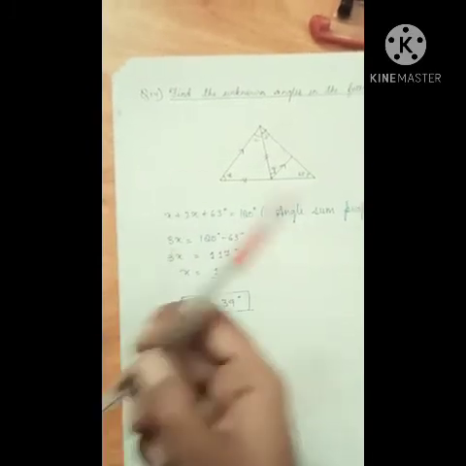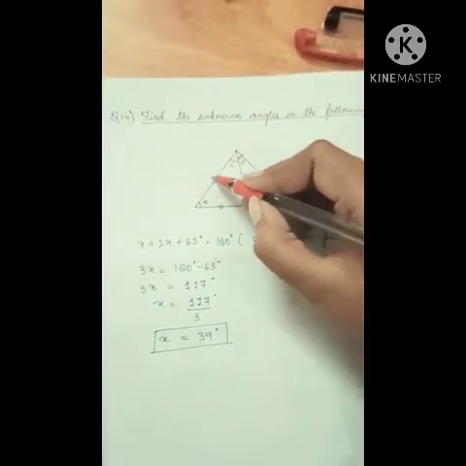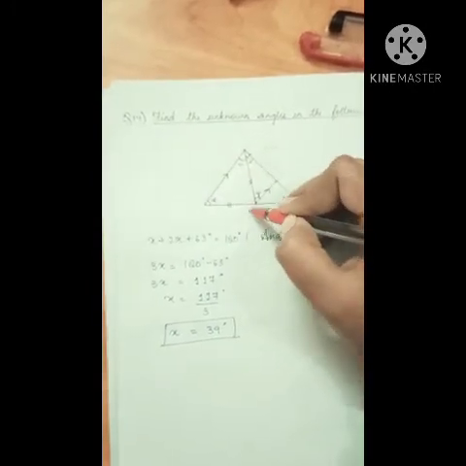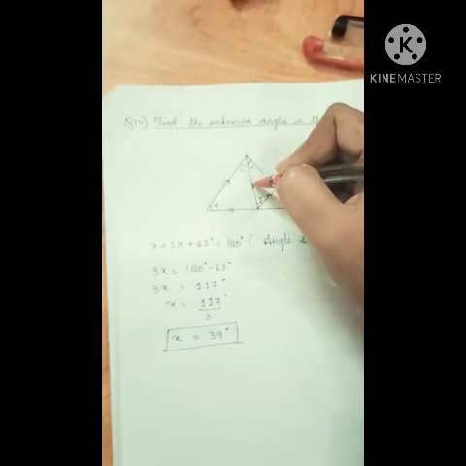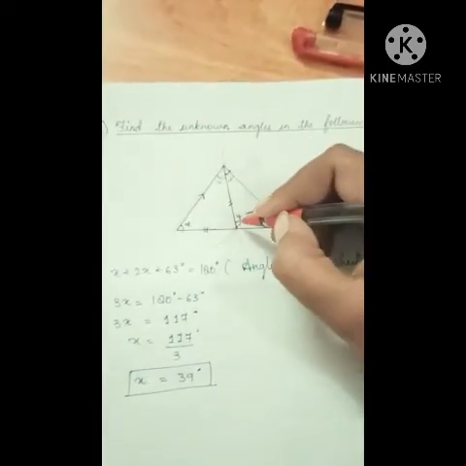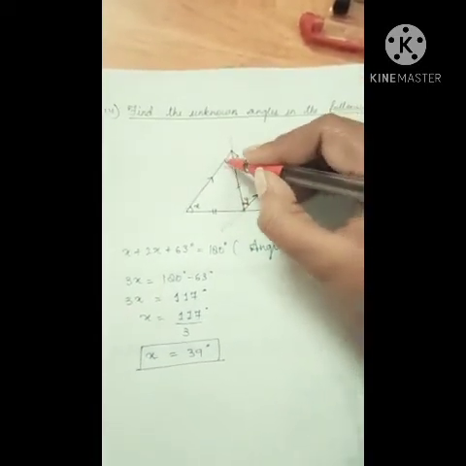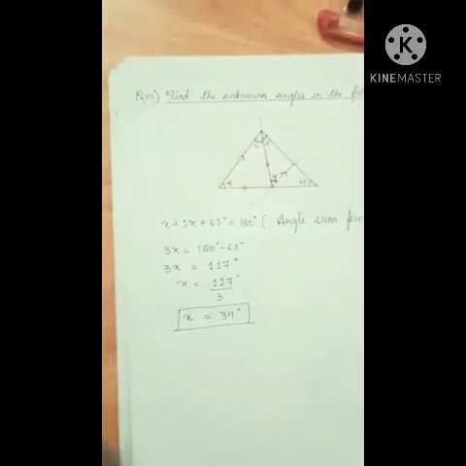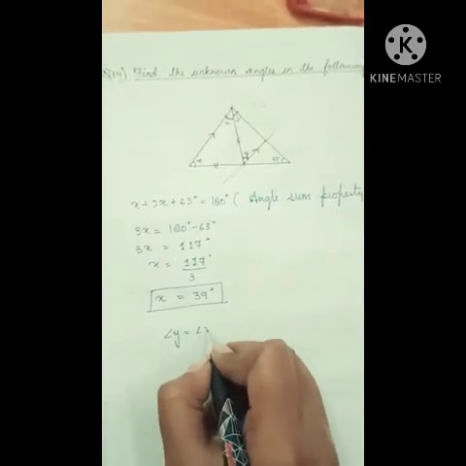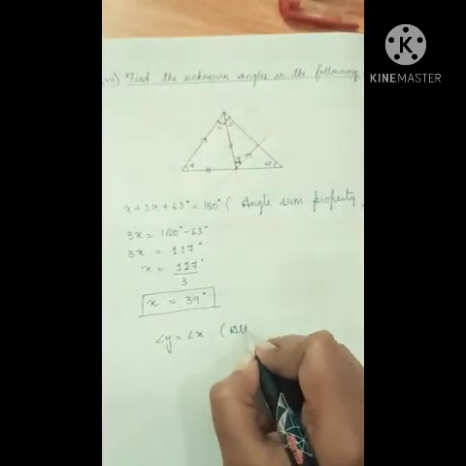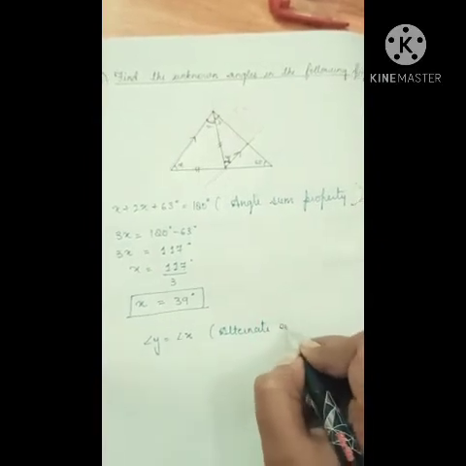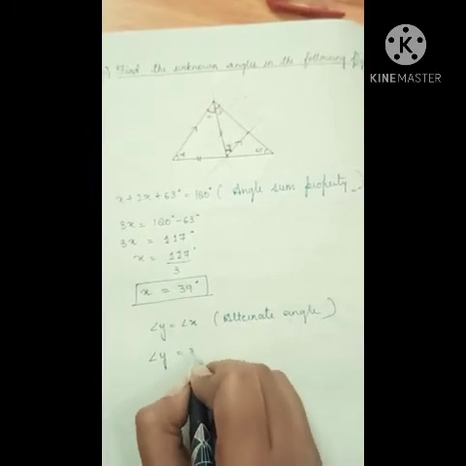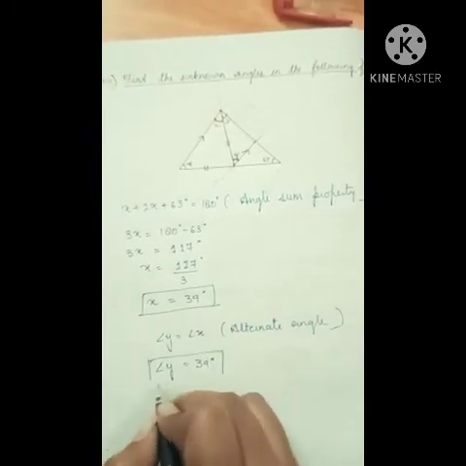Now you can see that these two lines are parallel. See, these two lines are parallel and this is a transversal, right? So this angle is equal to this angle because they are alternate angles. So angle y is equal to angle x, alternate angle, and angle x is 39, so angle y is also equal to 39 degree.